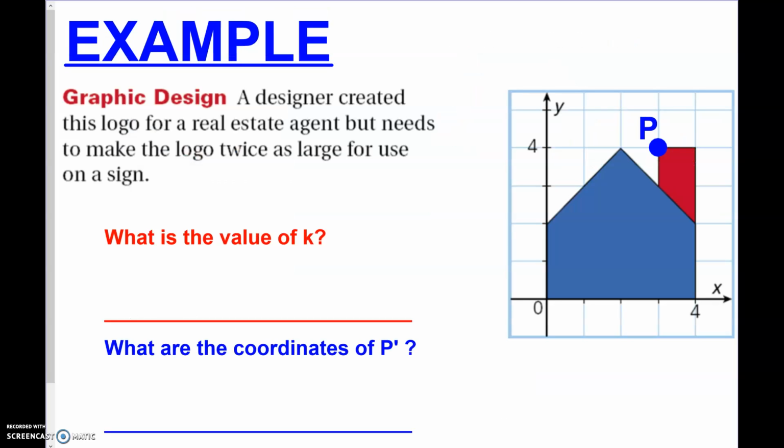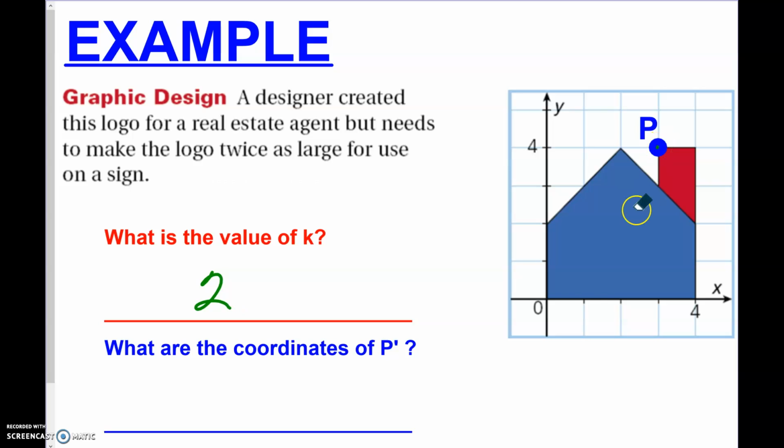All right, graphic design. A designer created this logo for a real estate company but needs to make the logo twice as large for use on a sign. So what is the K value? Well, they want to double it, so the K value is going to be 2. The scale factor's 2. They want to make it twice as big.